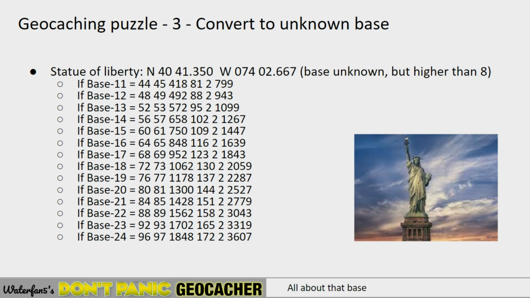So now we're going to make your head spin, because we have the Statue of Liberty and we have this number. This is, of course, the base 10 GPS coordinate. But what if this was not a base 10 number? What if this was a different base number? We saw before how converting this number to another base would impact it.